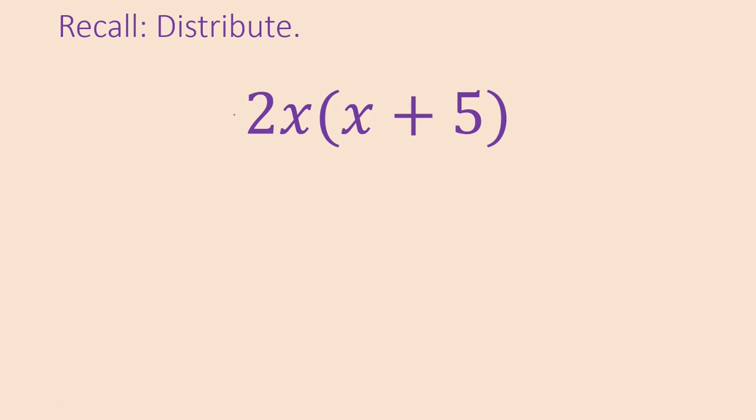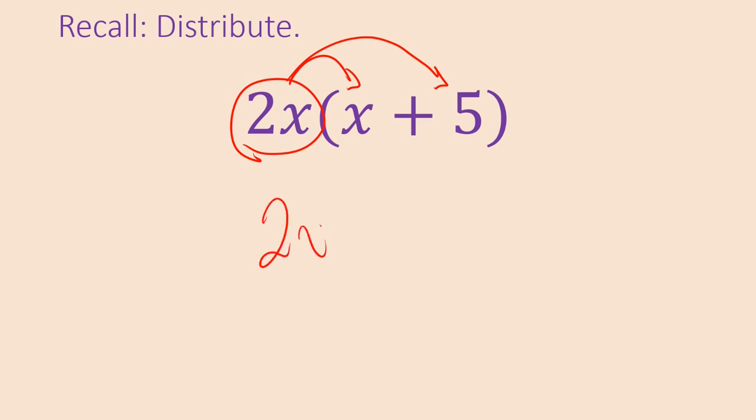Recall this is what we talked about last week. We had to distribute 2x to everything inside the parentheses. So we did 2x times x, and that's going to give us 2x squared. Brought down our plus sign, and then we did 2x times 5, and that's going to give us 10x. And we stopped here because we can't add these together because they're not like terms. They don't have the same exponent.